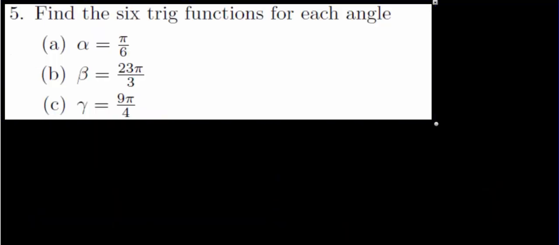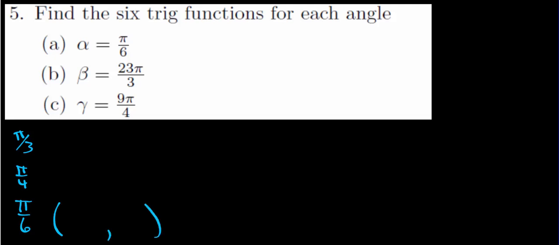Okay, next we want to find the 6 trig functions for various angles. Now, I picked angles that are on the unit circle. Now, remember, the angles that are on the unit circle look like this. You've got angles that are like pi over 6, pi over 4, and pi over 3. In other words, you've got a 6 in the denominator, 4 in the denominator, or 3 in the denominator. And they're associated with these ordered pairs.